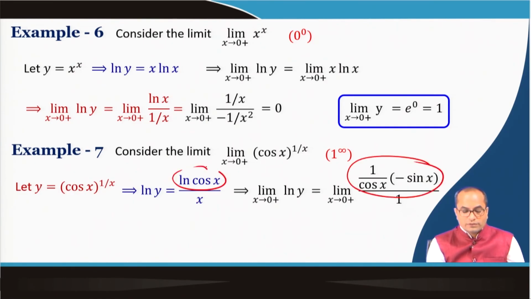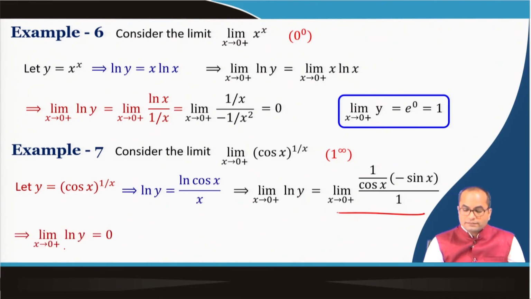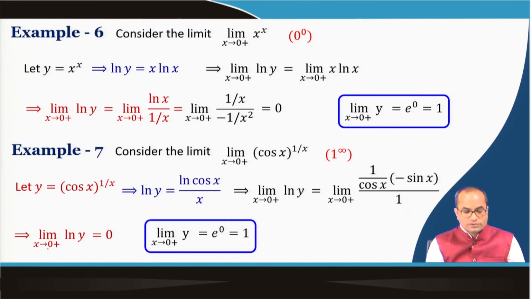So here the derivative of ln cos x will be 1 over cos x times minus sin x, and the derivative of x is 1. So we have used here the L'Hopital rule, and then when x goes to 0, we have sin 0 over cos 0, which is 0 over 1. So this is just 0, and then taking the exponential on both sides, we will see that e power 0, again the limit is here 1 in this case.